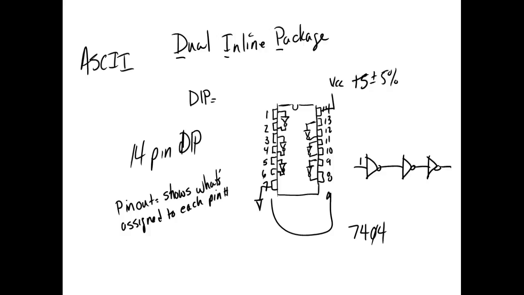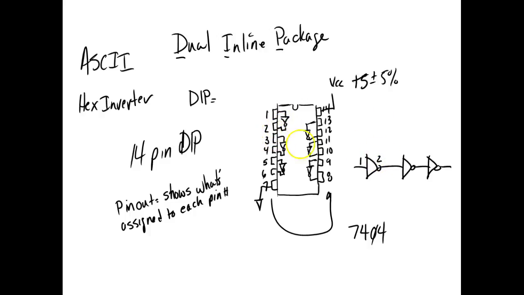This is referred to as a hex inverter. Can y'all see why? Why is it called a hex inverter? Because it's got 6 of them in there, right? Hex stands for 6. Okay, so if this is pin 1, this right here would be pin 2. Here's the symbol right there.